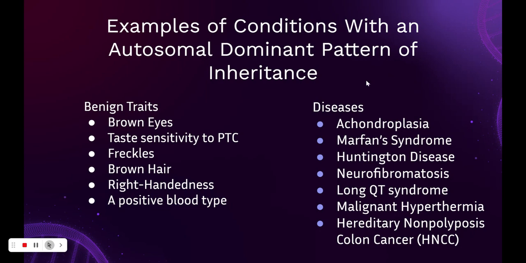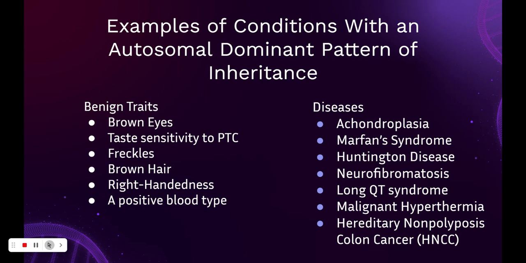Now we have dominant patterns of inheritance. Benign traits: brown eyes, freckles, tasting PTC, having brown hair, having right-handedness, having an A-positive blood type. Those are all benign traits, and they are inherited in a dominant way. And you could work out a Punnett square for any one of them and figure out the probability of an offspring if you know what the genotype of the parents is. Then we have diseases. Now, I'll kind of discuss why some diseases survive despite the fact that they are inherited in a dominant pattern and occur in every generation.